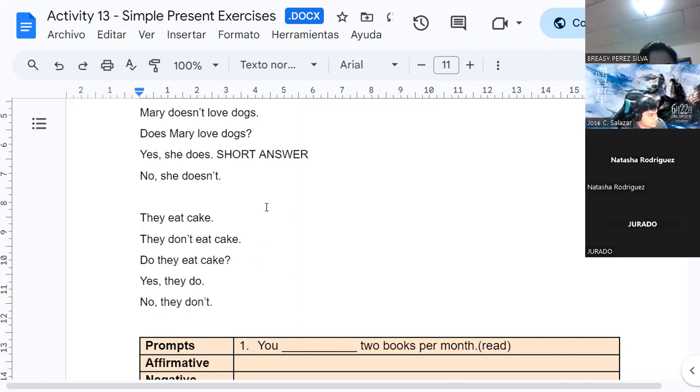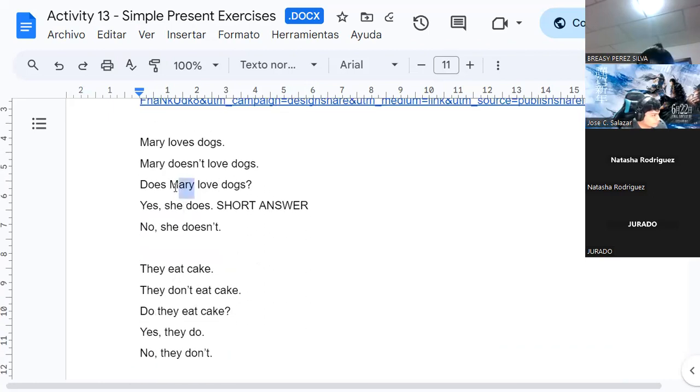Ok. Una cosa que hay que precisar es que en las respuestas cortas, short answers, siempre se tiene que reemplazar el sujeto. Por ejemplo, no sería Mary, sino que sería she. No puedo decir yes, Mary does, sino que tengo que reemplazarlo por un pronombre personal. Yes, she does. No, she doesn't. Yes, they do. No, they don't. Yes, it does. No, it doesn't.